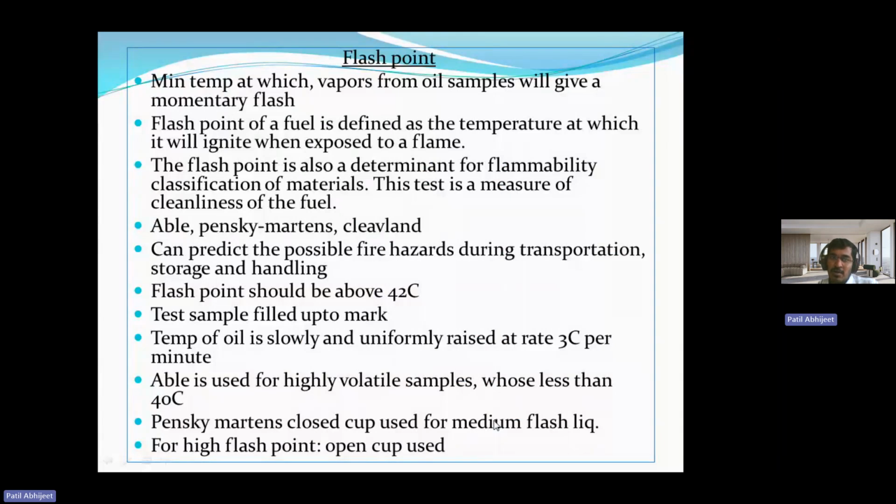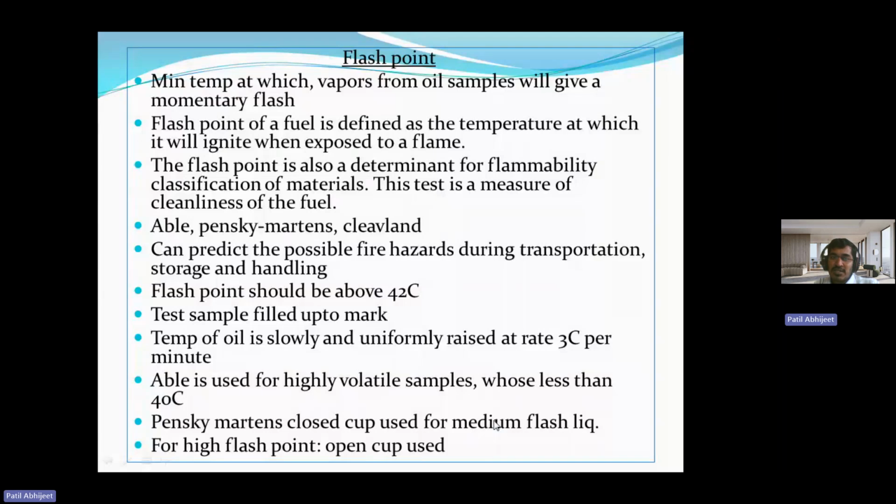So the possible fire hazards during the transportation of any crude oil, during its storage or during its handling, can be predicted based on the flash point. Generally, flash point should be kept above 42 degrees Celsius. When you are performing the experiment related to either biodiesel or biofuel, you are able to see that this flash point should be above 42 degrees Celsius.